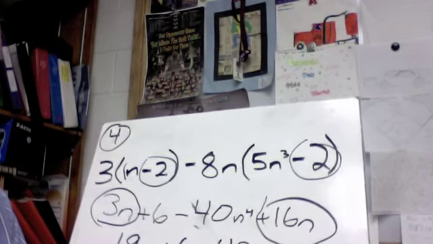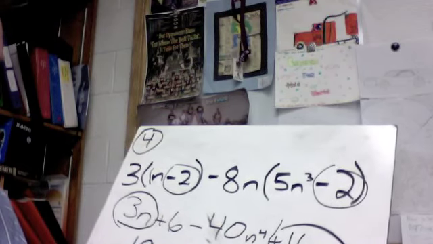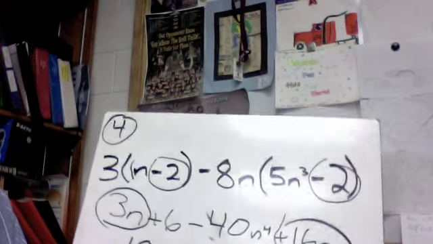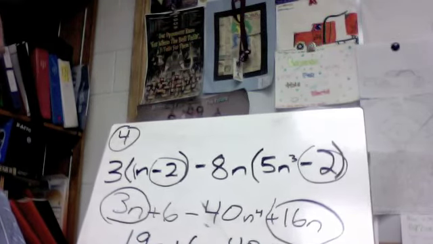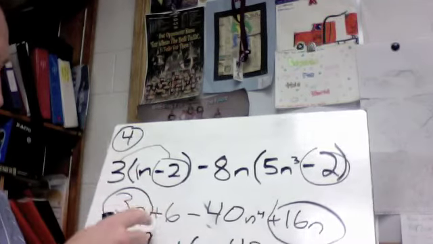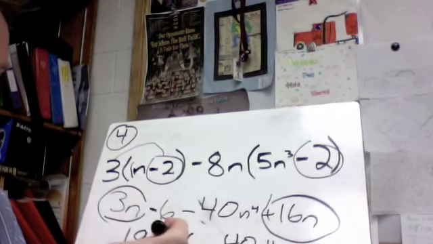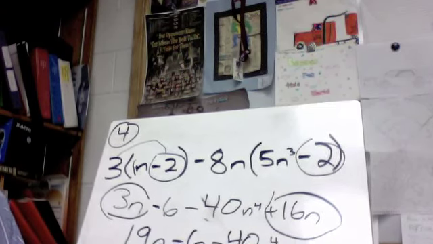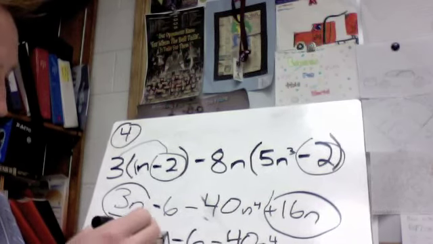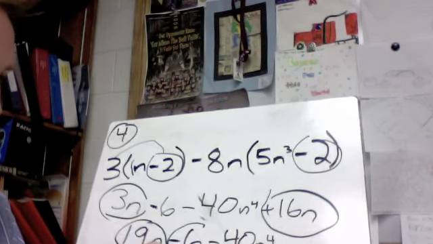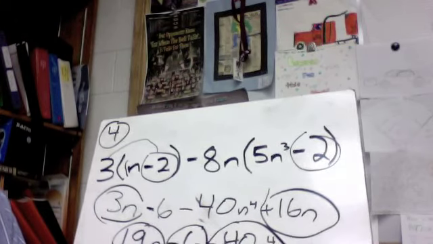Just remember with this, you can really put it together any way that you want to. Let me stop for a second here because I've already seen something that I did wrong here, and I'm sure that you caught this before I did. 3 times negative 2 would be negative 6. So down here I would have minus 6. But like I was saying, you can put this together any way you want to as long as you have some combination of positive 19n, negative 6, and negative 40n to the fourth.